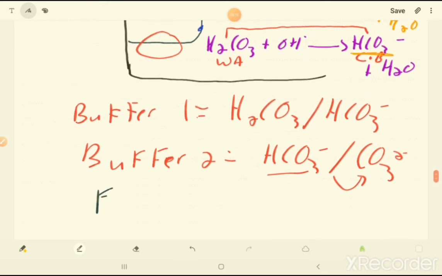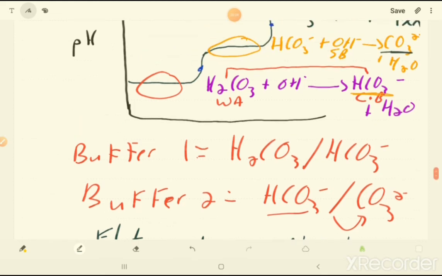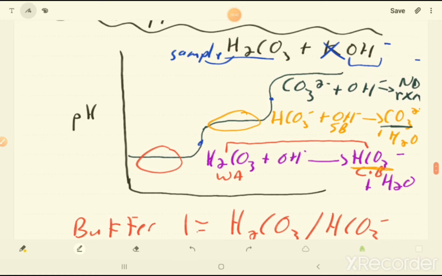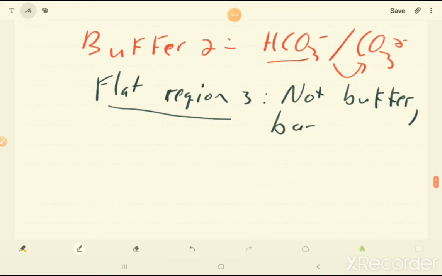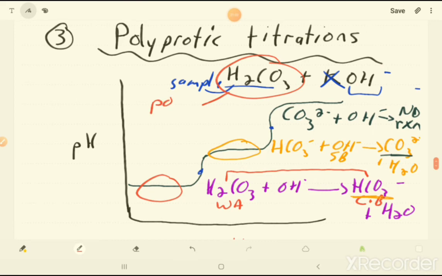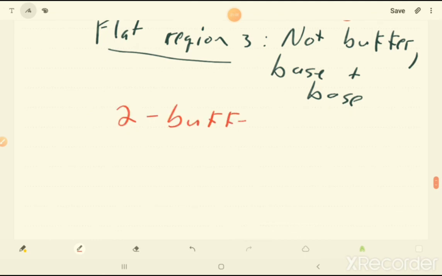And so on flat region number 3, this is not a buffer, because the only reason why the pH stays relatively constant is because there's no reaction over here. So we're going to write not a buffer, it's just a base plus base. So in total, this polyprotic titration, in which the polyprotic substance is over here, it's a polyprotic acid, right? It could give away 2 H's, has 2 buffer regions, and 2 equivalence points.